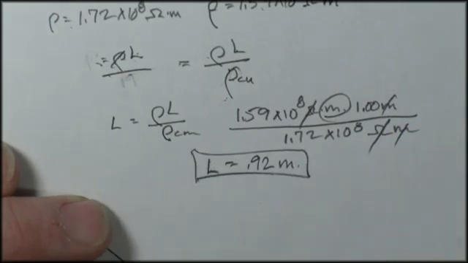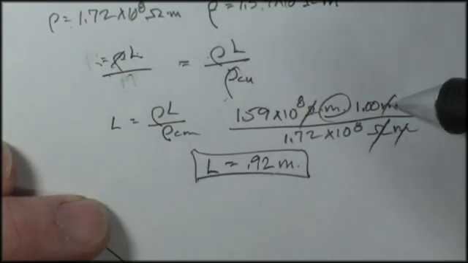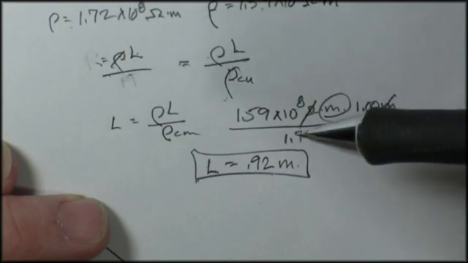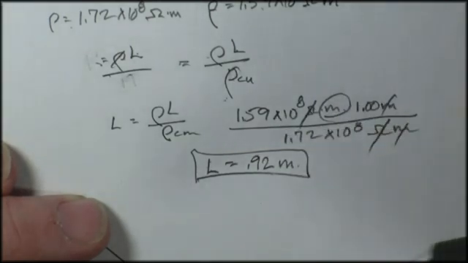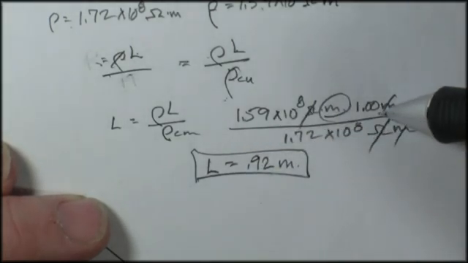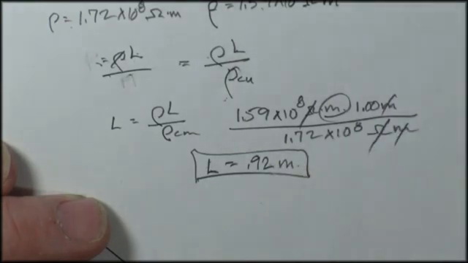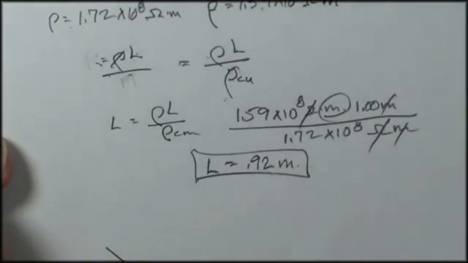Now let's think about that. Silver's 1 meter long. Copper's got a higher resistivity, so you would need less of it to have the same resistance. So that just makes conceptual sense. And so there's my answer.